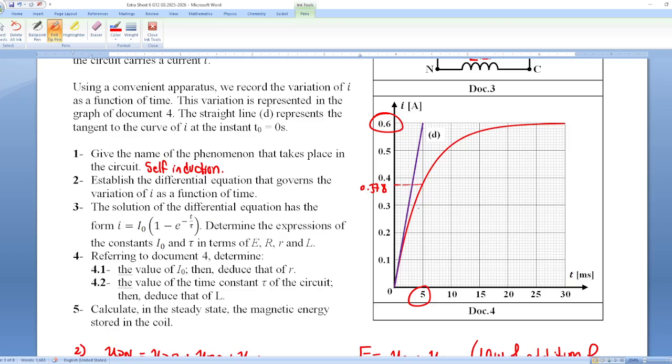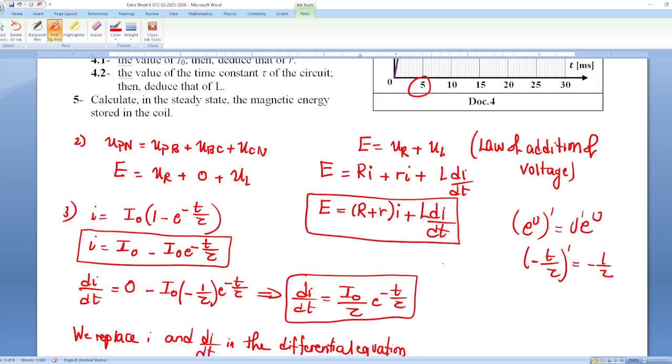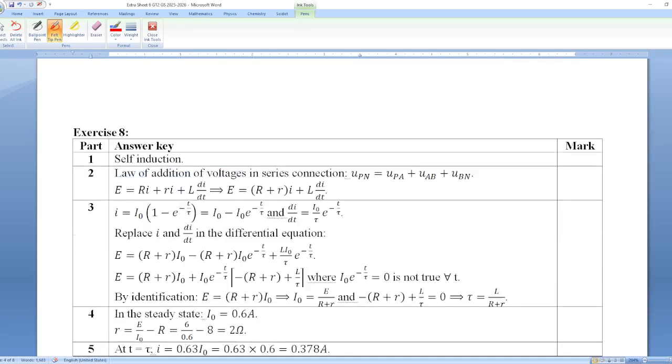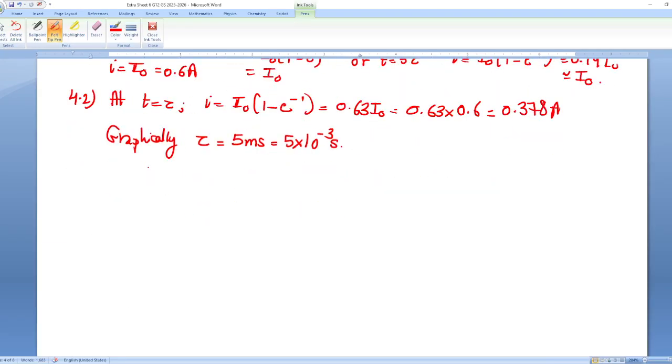There is also another way, using the tangent method. As you see here, this is the tangent to the curve of I at time equals 0. The tangent and the asymptote always intersect at a point. The abscissa of this point is tau. If you use the tangent method, you must write this statement: tau is the abscissa of the point of intersection between the tangent to the curve of I at time 0 and its asymptote.